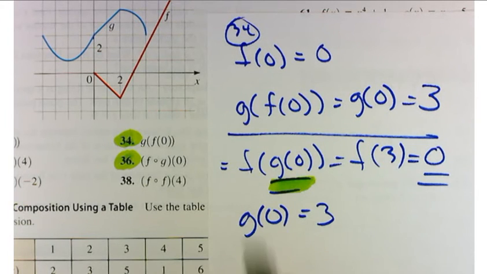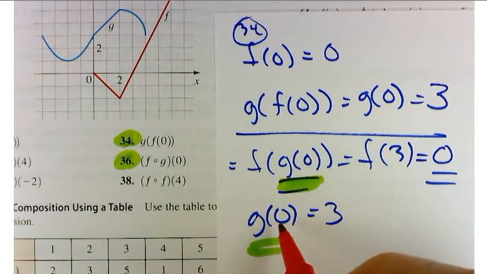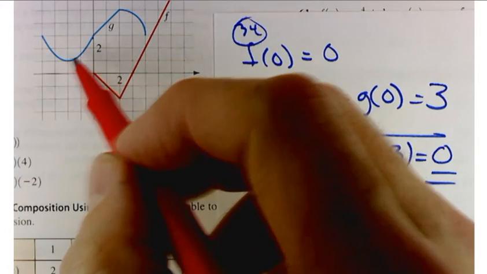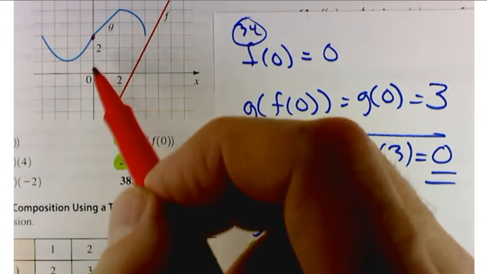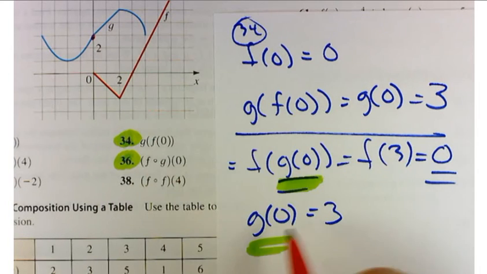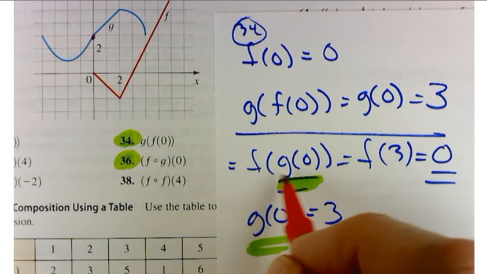So here's the graph for g, here's x equals 0, and at x equals 0, you get g of 0 is 3. That's the y coordinate when x equals 0. All right? So this g of 0 is interchangeable with 3. So I'll put a 3 in here for g of 0.